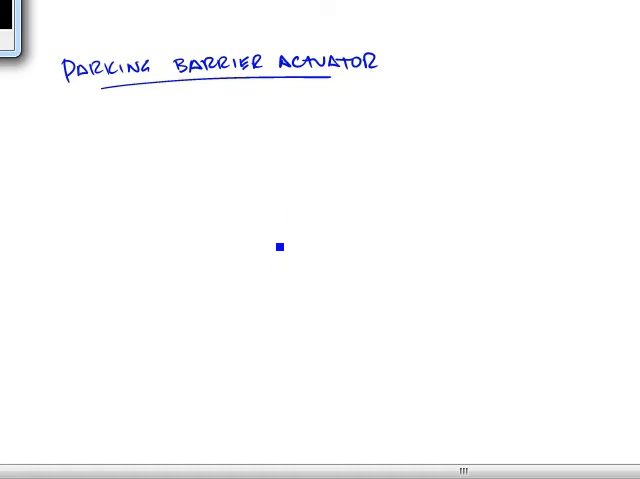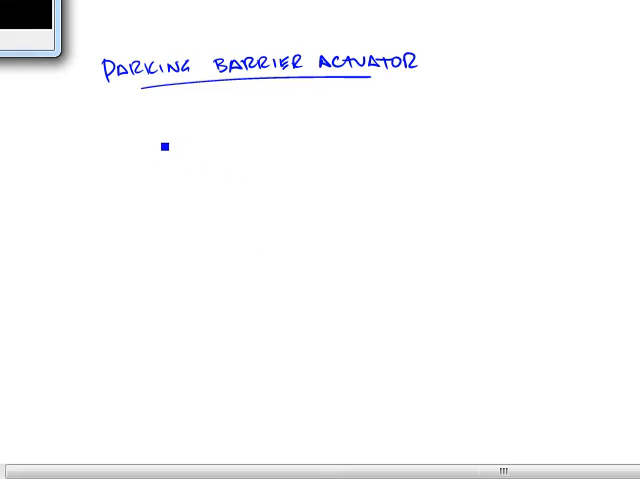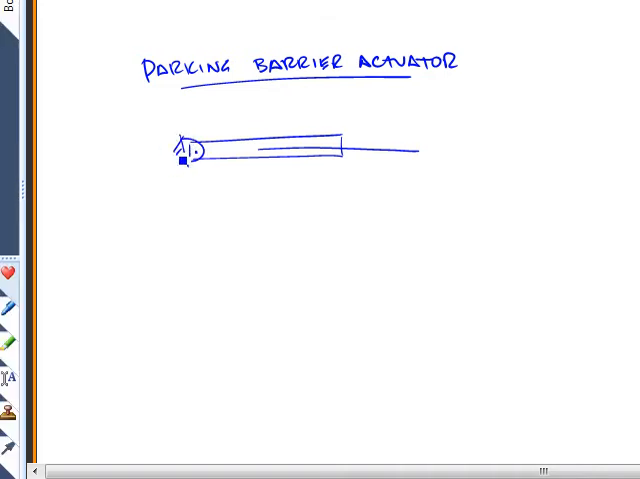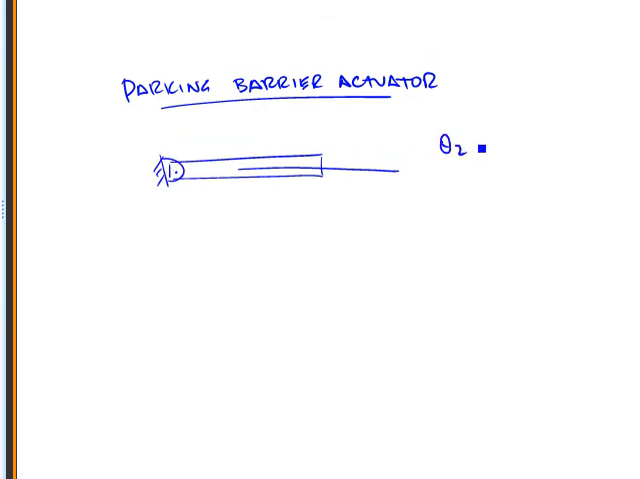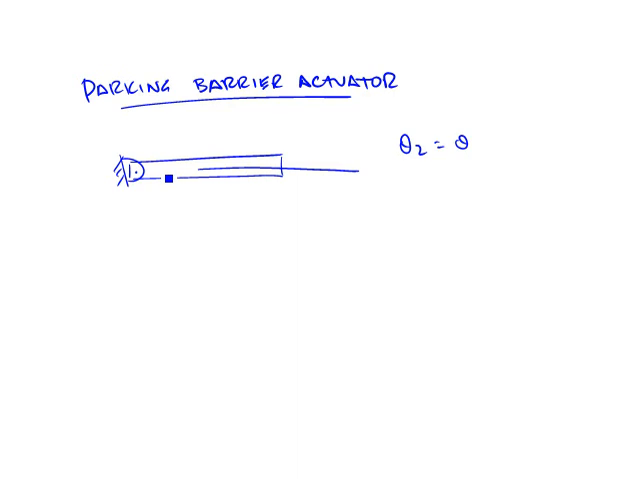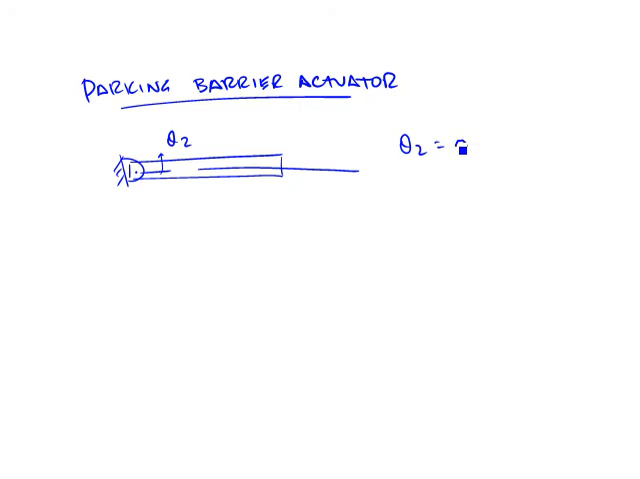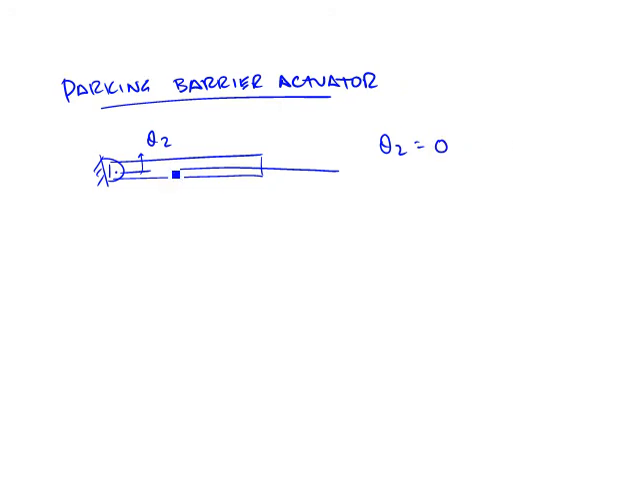So for example, if you've got what you think is a model of the actuator, do some simple tests on the actuator alone. For example, if you've got the tube and the rod, start it out at some angle like theta 2 equals 0, where theta 2 is the angle of the actuator. You're going to be applying a force to this actuator.